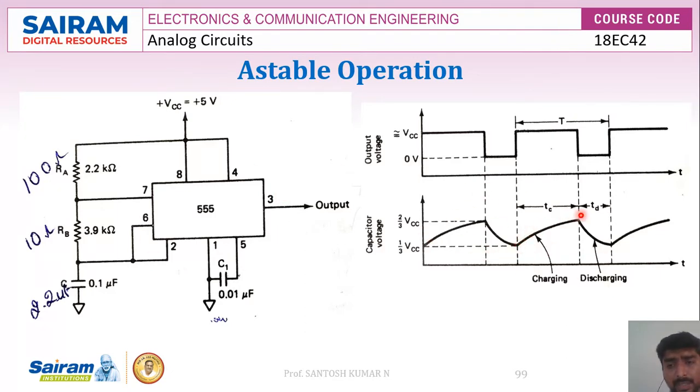When the capacitor reaches two-thirds of VCC, comparator 1 goes high, and comparator 2 will be 0. The output of the flip-flop will be high, and the output of the 555 timer will become 0. Transistor Q1 turns on, and the capacitor starts to discharge through transistor Q1 and ground. Once the capacitor voltage reaches one-third of VCC, comparator 1 output goes low, comparator 2 output goes high, therefore resetting the flip-flop. The flip-flop output will be 0. It turns off transistor Q1, and the capacitor starts to charge again towards VCC, and this process continues.